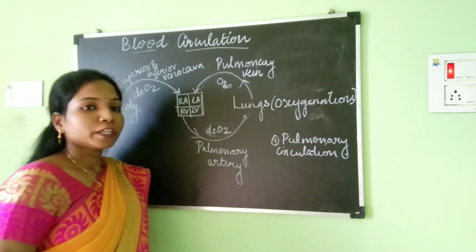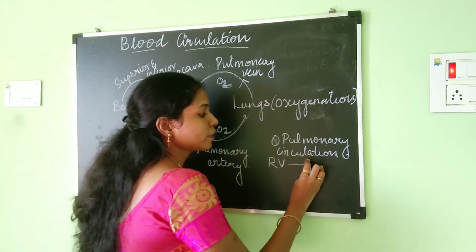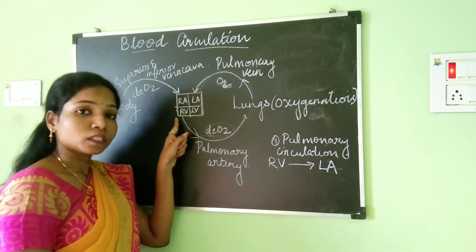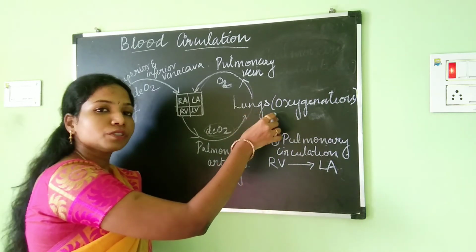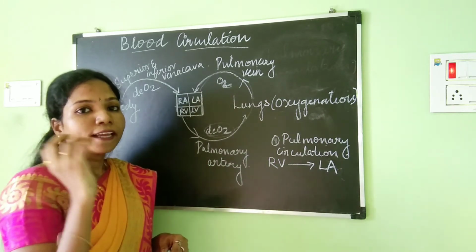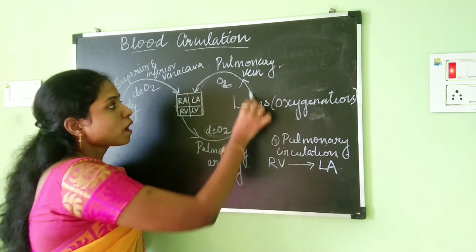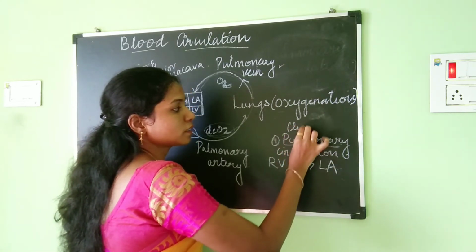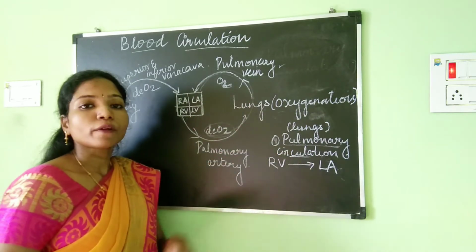So what is pulmonary circulation? Pulmonary circulation begins from the right ventricle and ends in the left auricle. Here, the blood from the right ventricle, which is deoxygenated, enters into the lungs through the pulmonary artery, and then once oxygenation has happened in the lungs, the oxygenated blood enters into the left side of the heart through the blood vessel known as the pulmonary vein. So this path alone is known as pulmonary circulation. Pulmonary means lungs. As the blood is entering from the heart into the lungs, it is therefore known as pulmonary circulation.